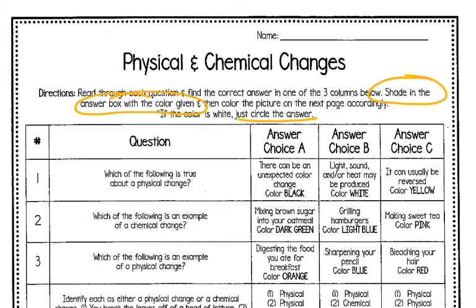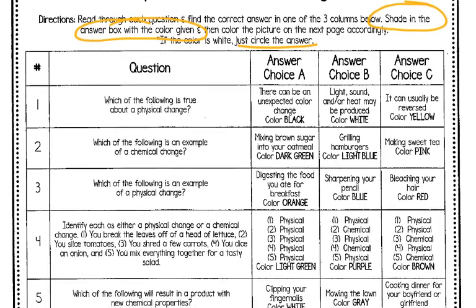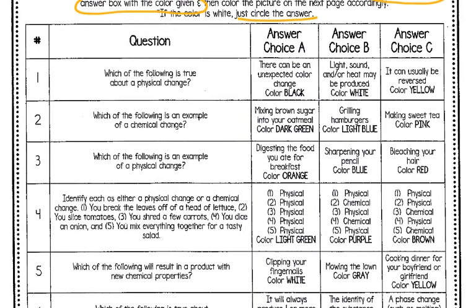So, number 1. Which of the following is true about a chemical or a physical change? Physical change. A, there can be an unexpected color change. B, light, sound, and or heat may be produced. Or C, it can usually be reversed, which means go back to how it was. So which one's true about a physical change? Number 2, which of the following is an example of a chemical change? Mixing brown sugar into the oatmeal, grilling hamburgers, or making sweet tea.